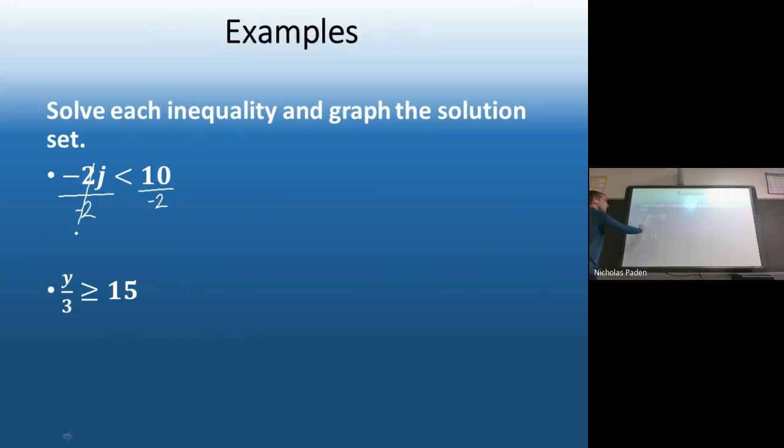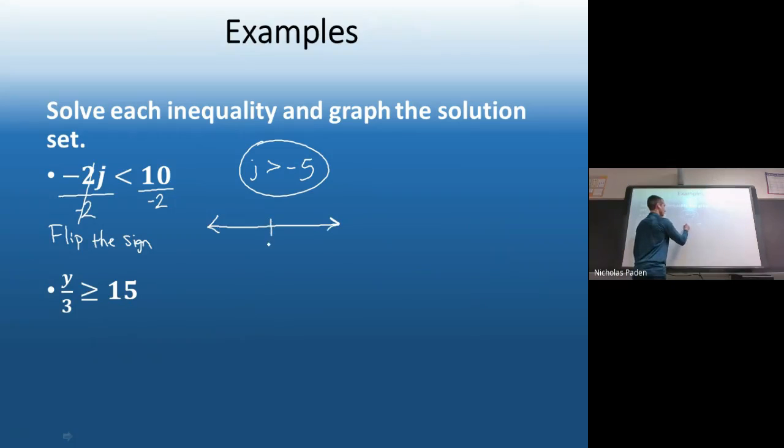So the negative 2's cancel out. I've got j on the left-hand side, but then remember, I divided by negative 2, so that means I need to flip the sign. It's going to become, from less than, greater than, and then 10 divided by negative 2 would be -5. So j is greater than -5, greater than because I flipped the sign, which means I divided by a -2, which means I flipped the sign.